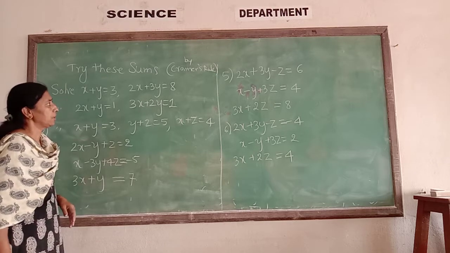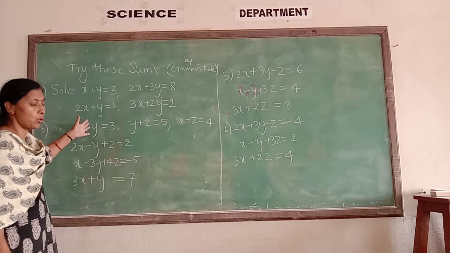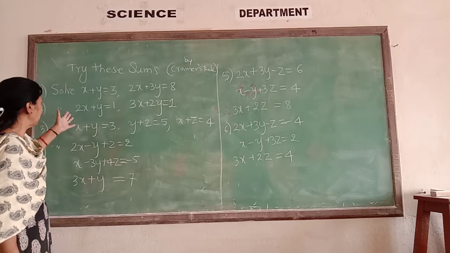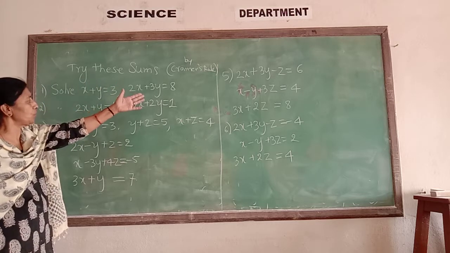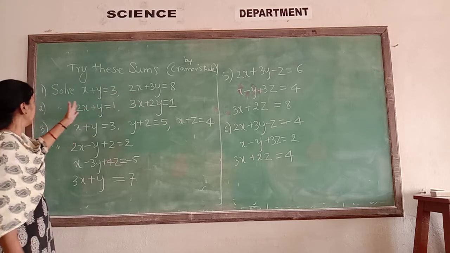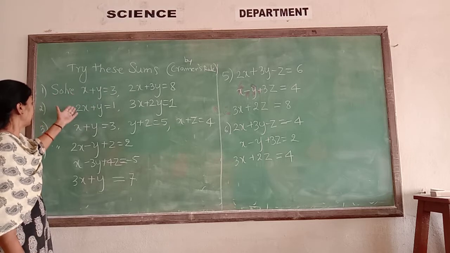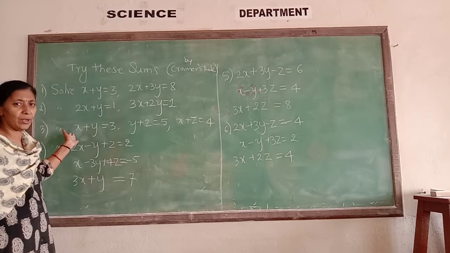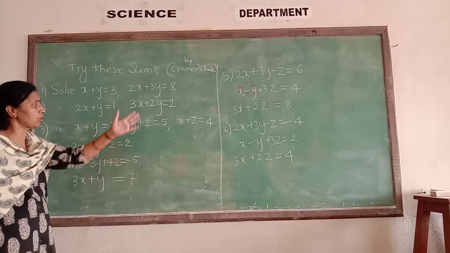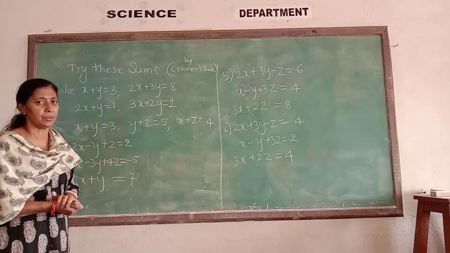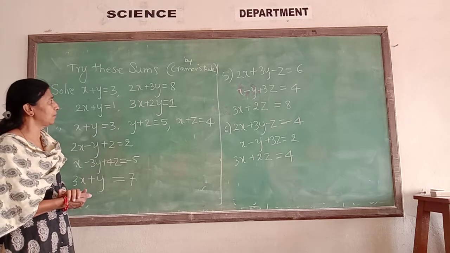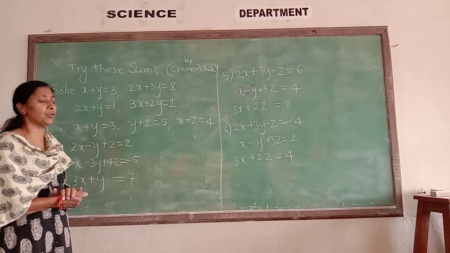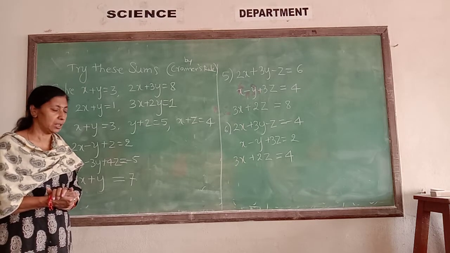Here on the board you have more practice sums for your own. You have to try by Cramer's rule method or determinant method only. The first three problems are on 2 variables and the next 3 problems are on 3 variables. Try to solve this and get the answer. If any complication is there, you can call and ask me.